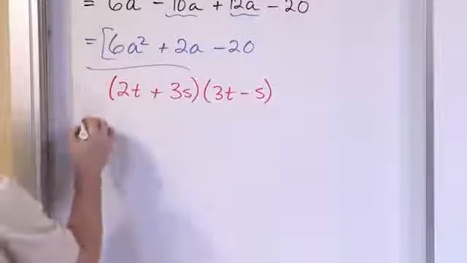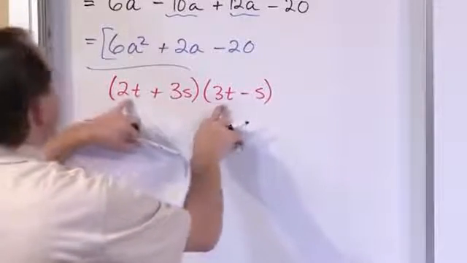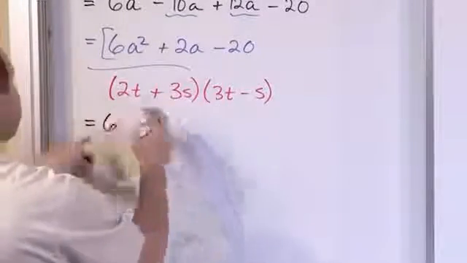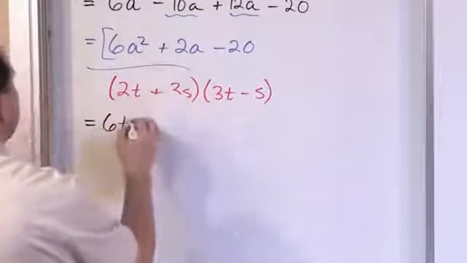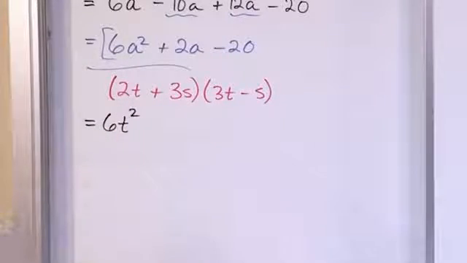So first you identify the first terms, these guys. 2 times 3 is 6. T times t is t squared. All right? And then you look at the outside terms.